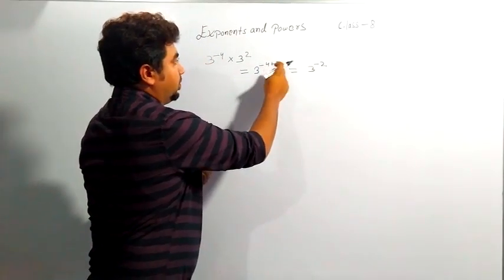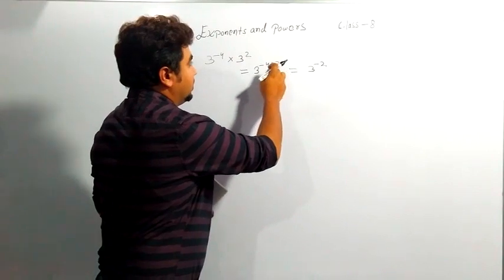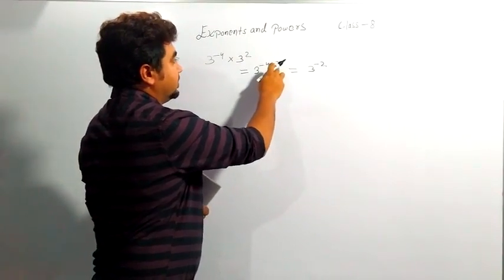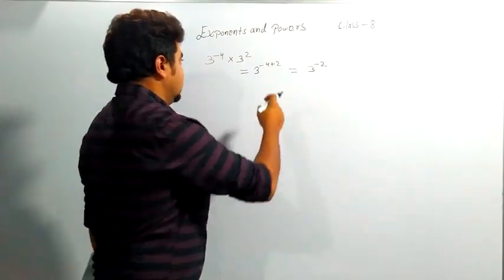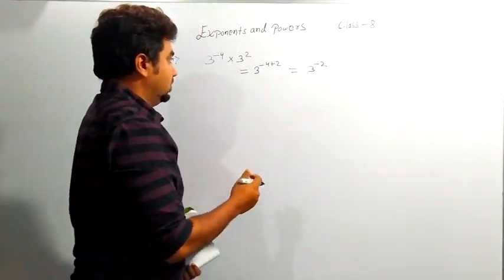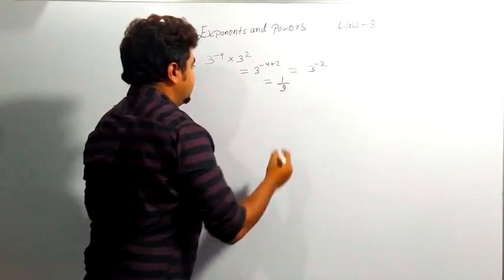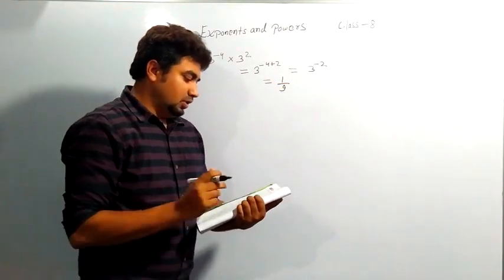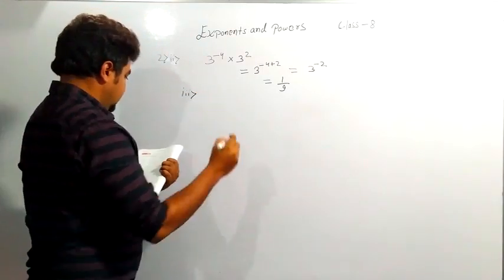You don't have to do 4 plus 2 is 6. Many are doing that; it is a common mistake. But you have to see that one sign is plus and another is minus, which means you have to do minus only. So this is 3 to the power minus 2, which will be equal to 1 by 3 square, that is 1 by 9. This is bit 2. Now bit 3.